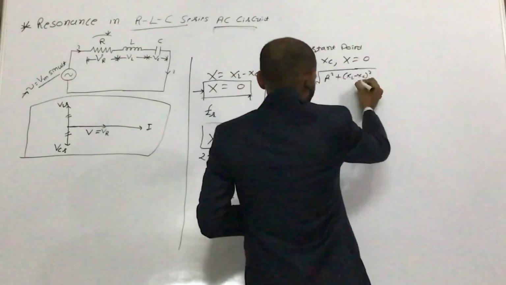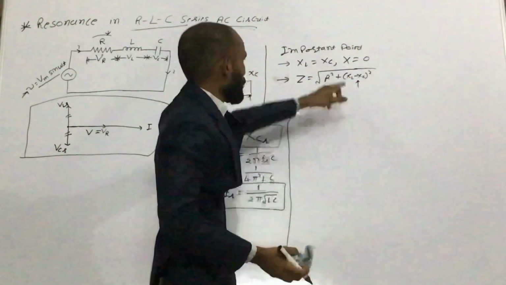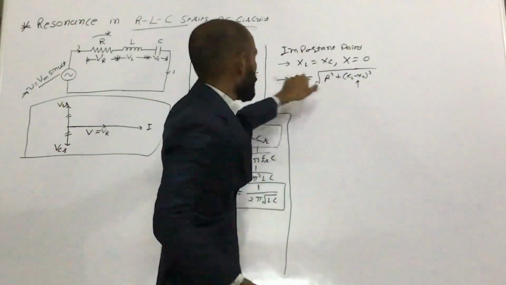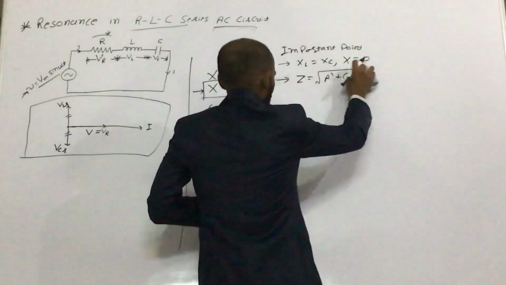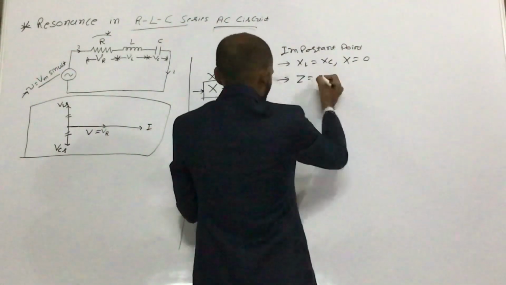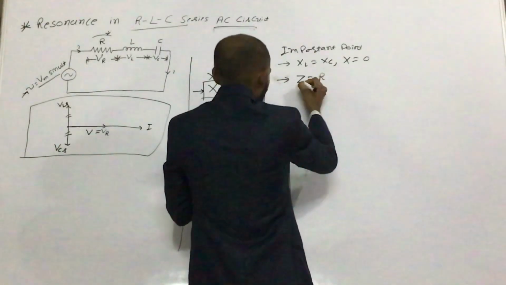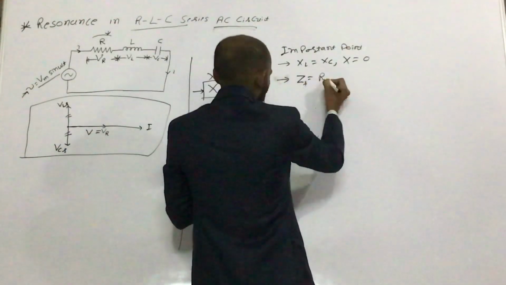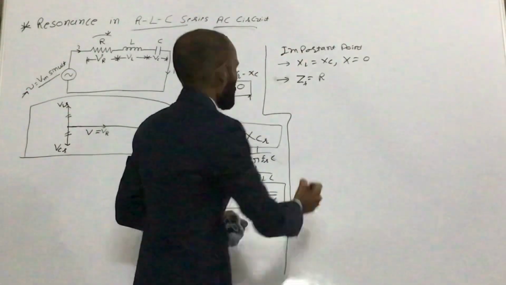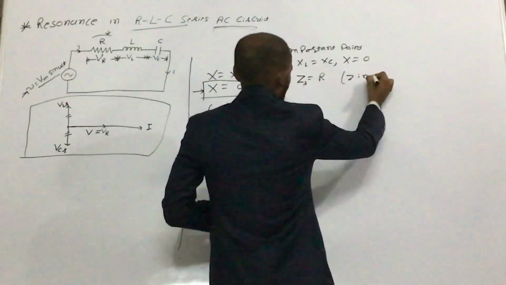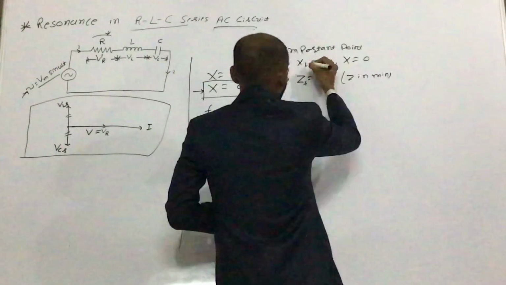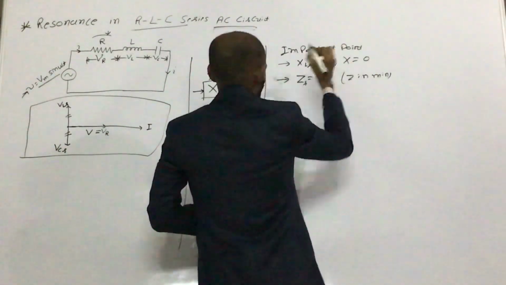Now this XL minus XC means the net reactance is equal to 0. So the impedance of the circuit is the square root of R squared, which is equal to R, and it is the minimum value of the impedance. Okay, ZR is equal to R, and it is the minimum. So Z is minimum. Here we have to write XLR and XCR.